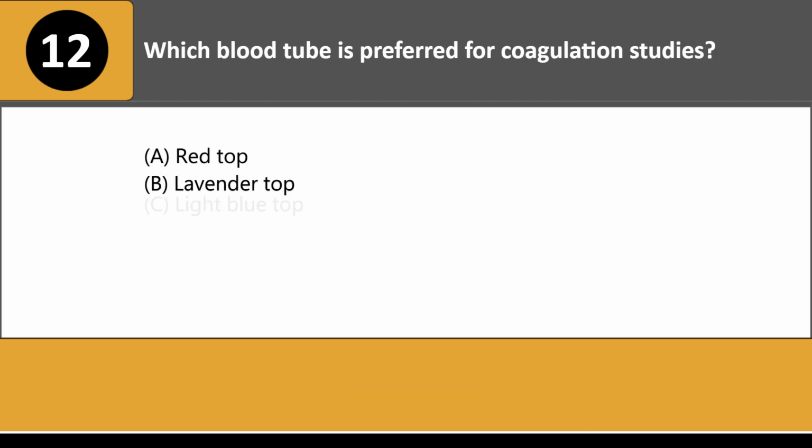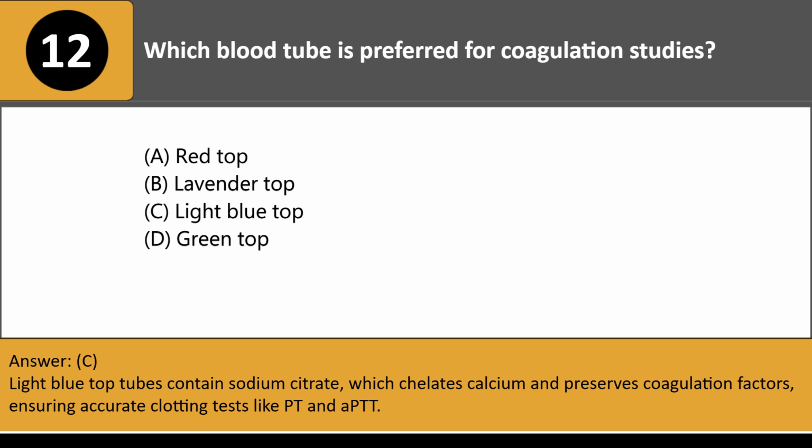Which blood tube is preferred for coagulation studies? A. Red top. B. Lavender top. C. Light blue top. D. Green top. Answer: C. Light blue top tubes contain sodium citrate, which chelates calcium and preserves coagulation factors, ensuring accurate clotting tests like PT and APTT.